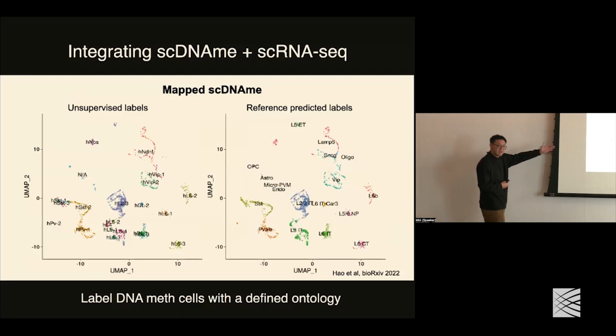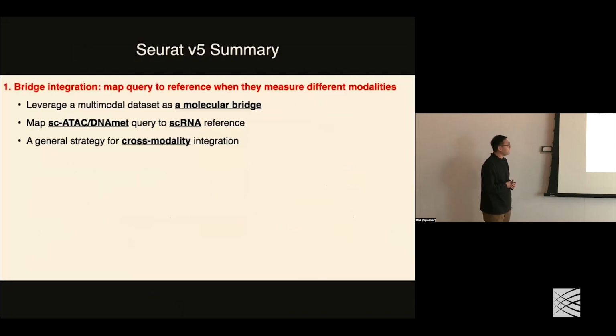Instead of calling those cluster 1, cluster 2, we use RNA-seq to help us give them a name that can be used consistently across different modalities and across different samples. It will be much easier for us to do the comparison analysis. And so this is just a summary about the bridge integration.